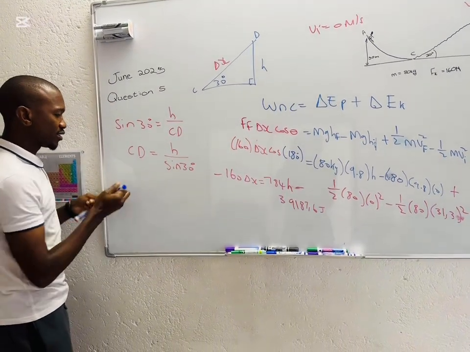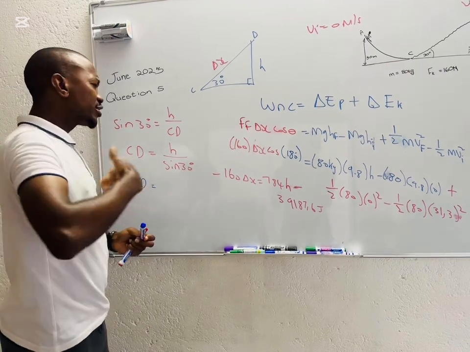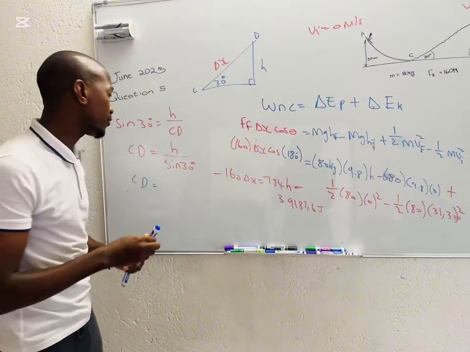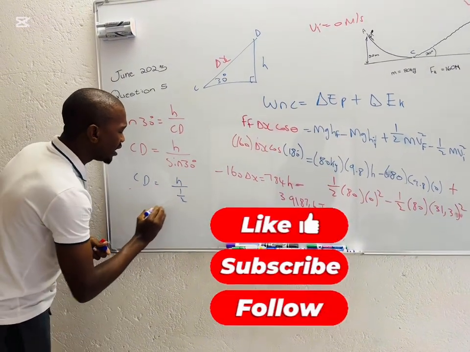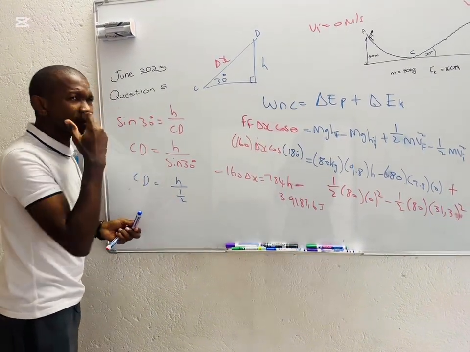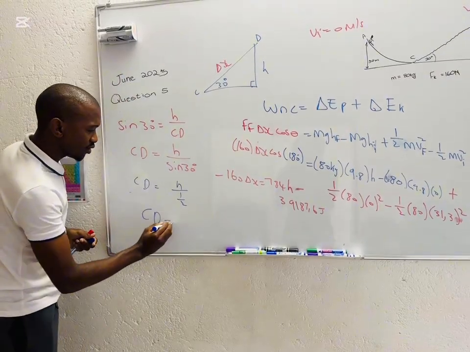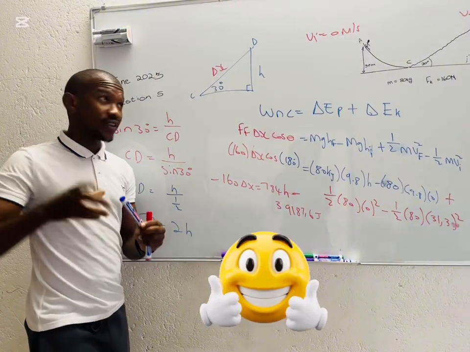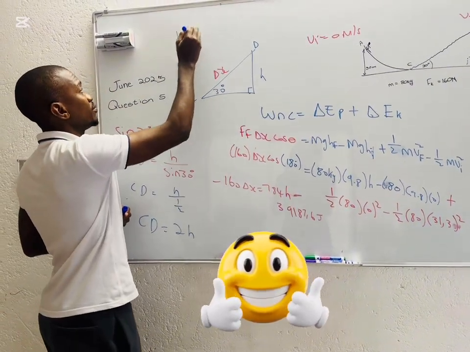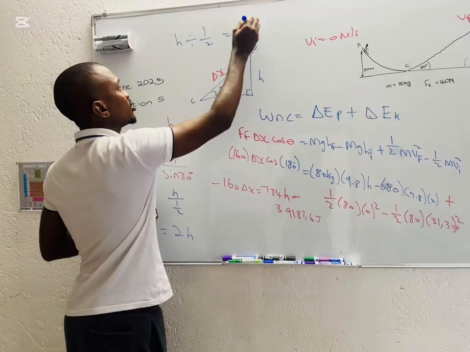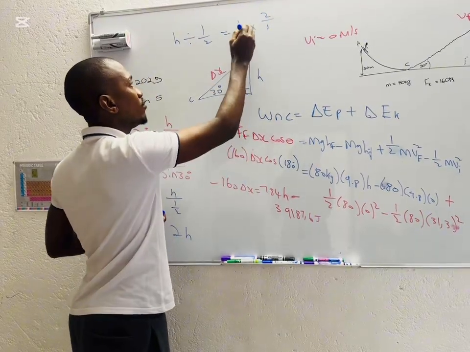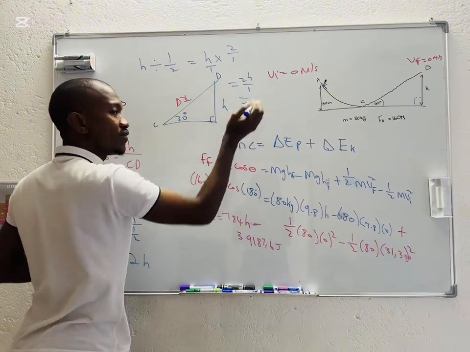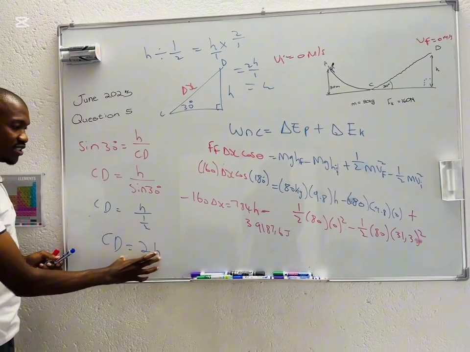Believe me guys, if you simplify sine theta further, you know this is a special angle, it is going to give you half. I'm going to end up having H over half. And guys, if you remember, the CD is going to be equal to 2H. Let me put it this way again. If you remember your fractions very well, you have H divided by half. This is the same as H times 2 over 1, which is 2H. That's why we have CD as 2H there.